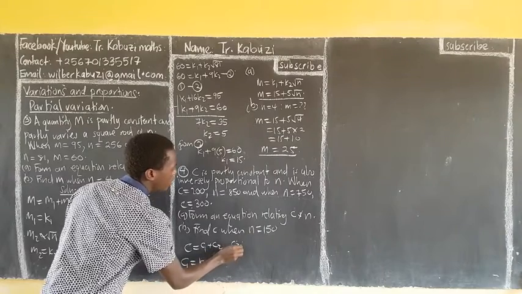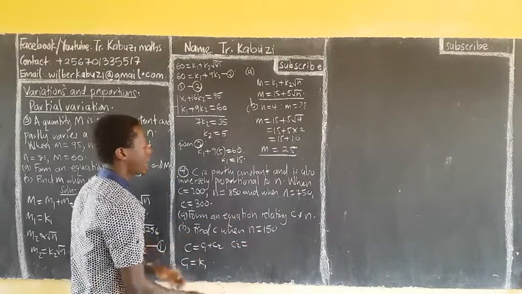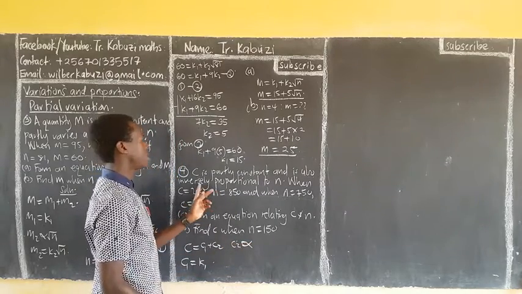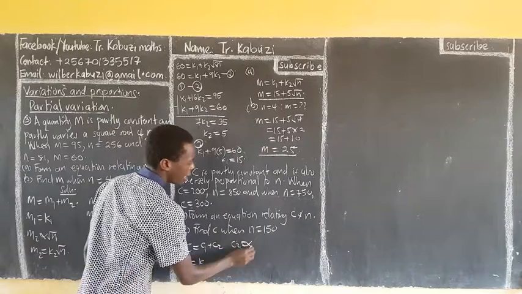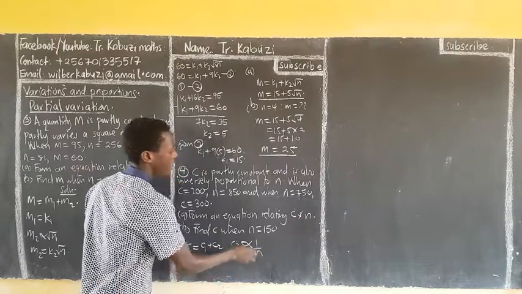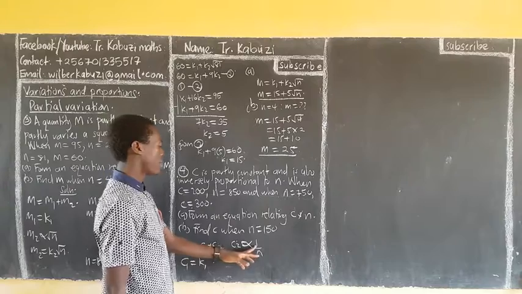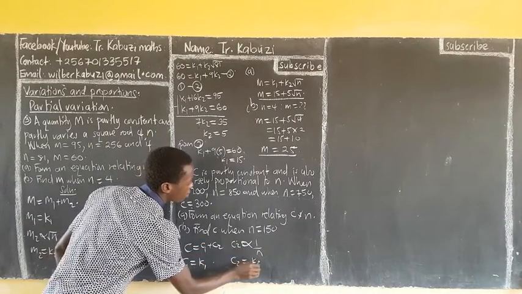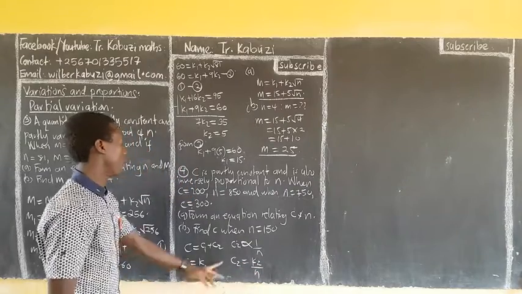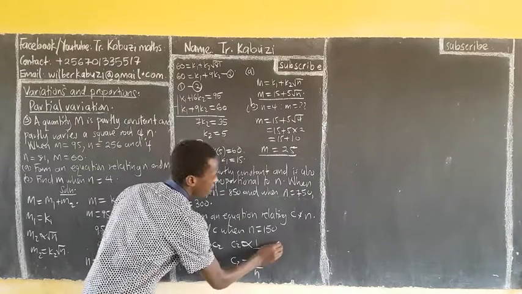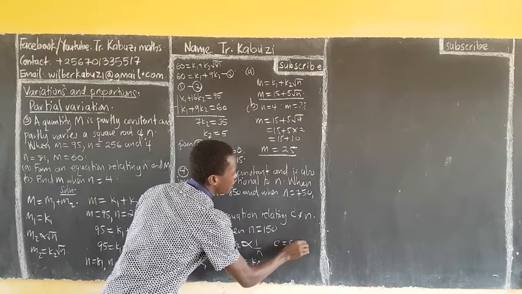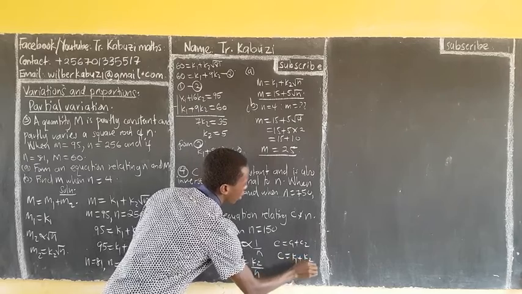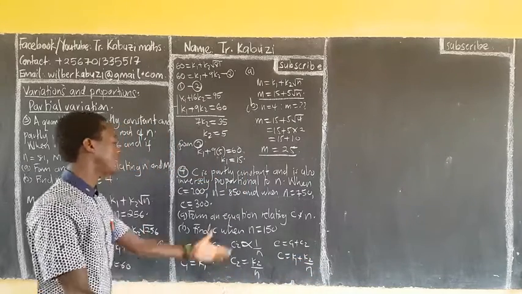My C2 partly varies inversely proportional to n. Inversely proportional to n. We say that's our ratio, inverse. Now to remove this, I'm going to create constant C. So my C will be K2 over n. Now, to get my equation, my C is going to be C1 plus C2. So my C is going to be K1 plus K2 over n.